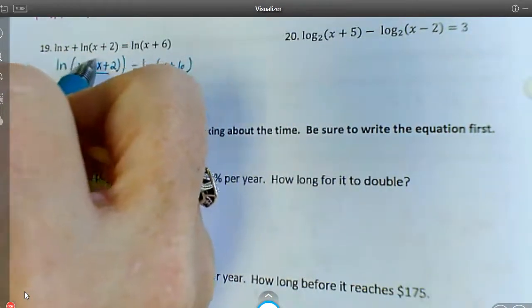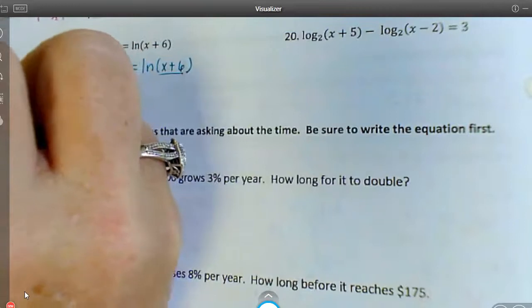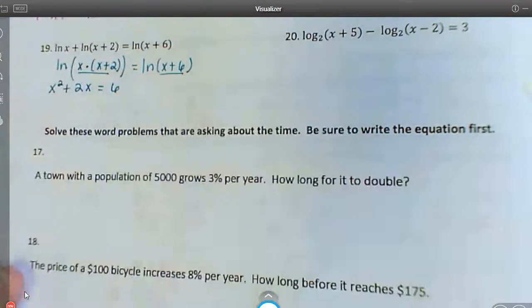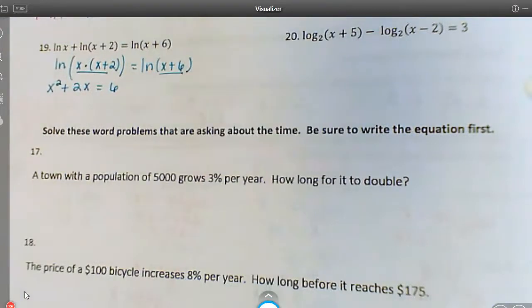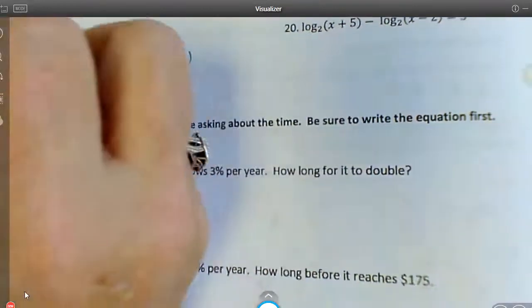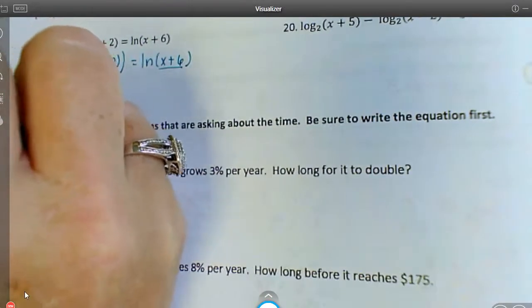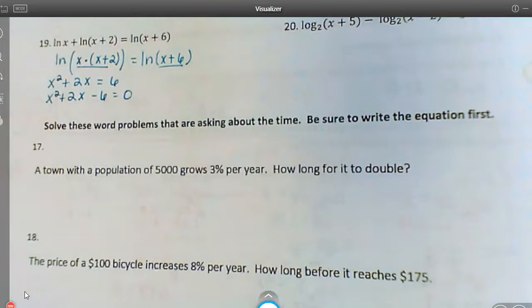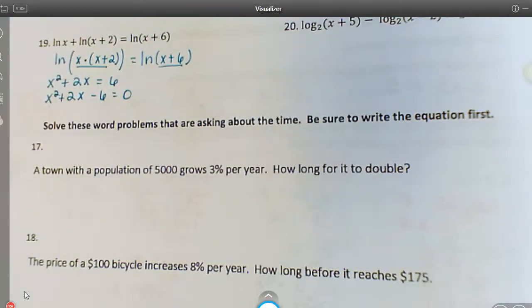I am going to go ahead and multiply x by both things. So x squared plus 2x equals x plus 6. And I can do that because it's natural log of each. Works out. Then I'm going to subtract. This is an interesting one because that doesn't factor.